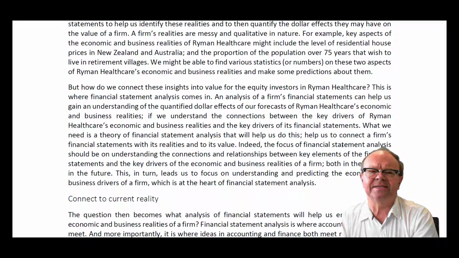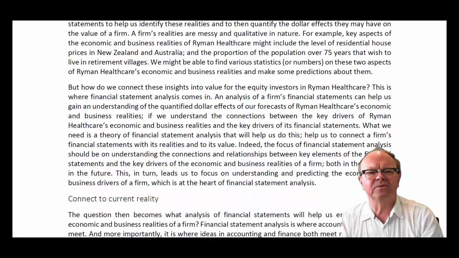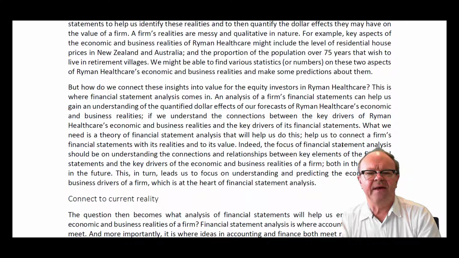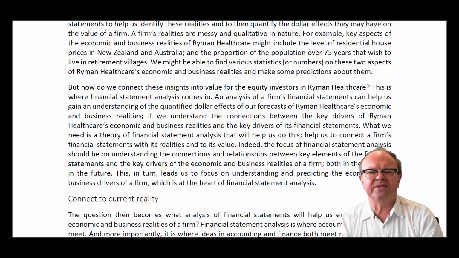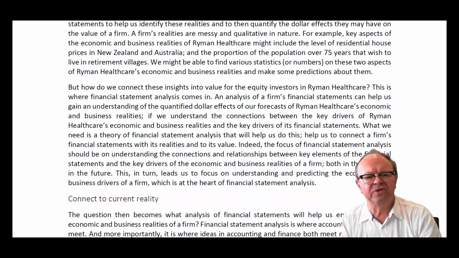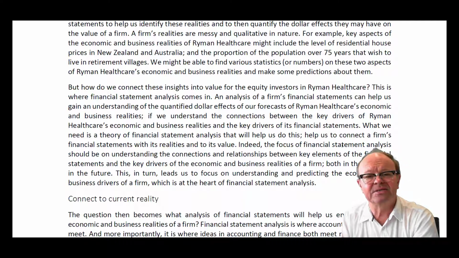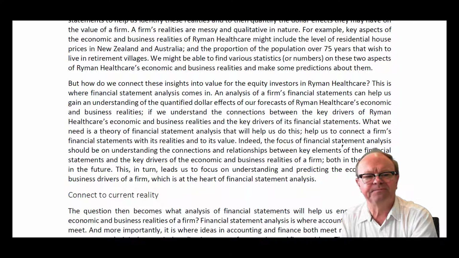A firm's realities are messy and qualitative in nature. For example, key aspects of the economic and business realities of Ryman Healthcare might include the level of residential house prices in New Zealand and Australia, and the proportion of the population over 75 years that wish to live in retirement villages. We might be able to find various statistics or numbers on these two aspects of Ryman Healthcare's economic and business realities, and make some predictions about them.